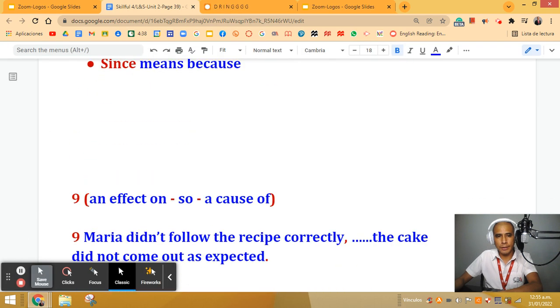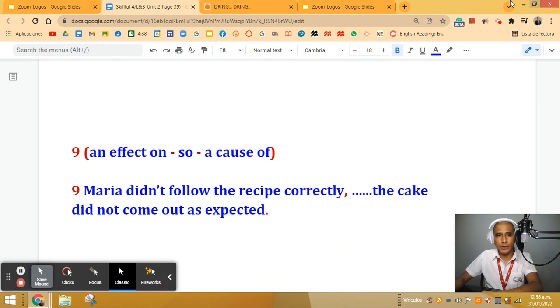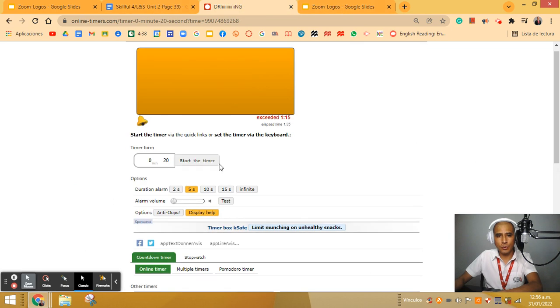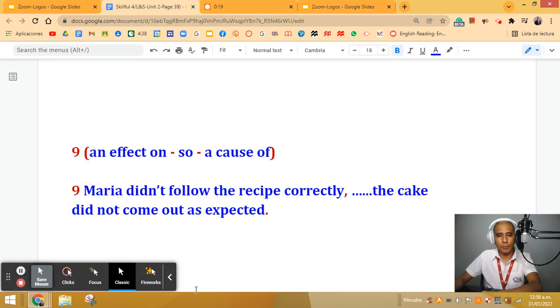Okay, we're going to continue with exercise number 9. The same procedure, you will have 20 seconds. Go ahead, please. Choose the appropriate answer.